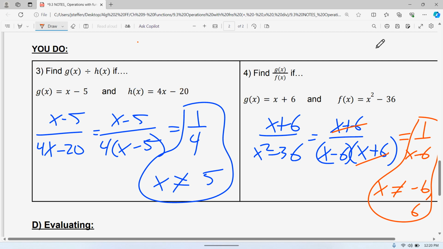And then last but not least, again, your excluded values. You cannot get 5 for this one, because they cancel, but that doesn't matter. You can't have 5 for this, that gives you 0. And over here, you can't have positive 6 or negative 6.